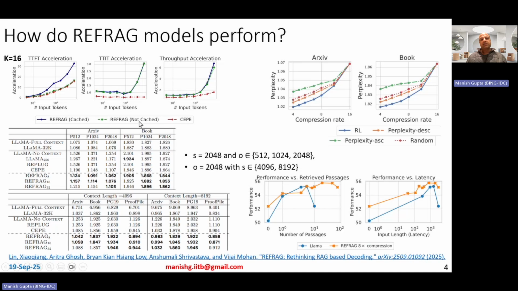So what is caching versus not caching? REFRAG cached means you're going to use the embedding that has already been computed, while REFRAG not cached means you're going to recompute the embedding when you do the generation. So what do you observe here? As the number of input tokens increases, obviously, there are three charts. What are the three charts? The first chart is for TTFT, time to first token.